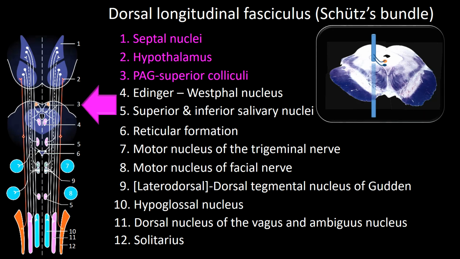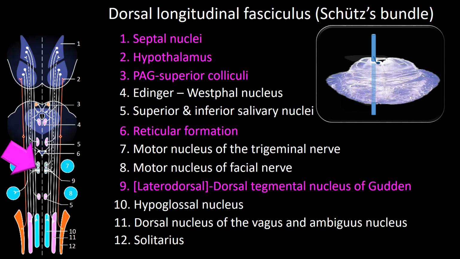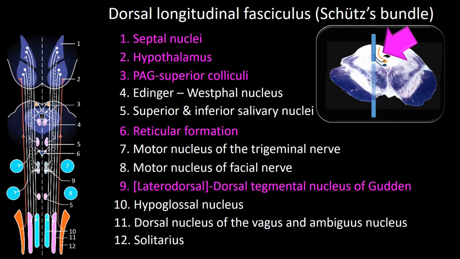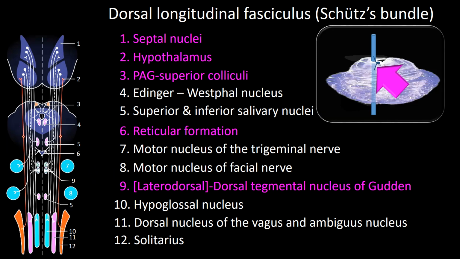Those that run for a short distance make contact with neurons in the periaqueductal gray, as highlighted in this insert, the reticular formation, as highlighted in this insert, and with neurons in the dorsal tegmental nucleus of Gudden, as further illustrated in this insert. Some neurons in the periaqueductal gray contacted by the DLF fibers send axons to the superior colliculi, as illustrated here, while others send axons back to the DLF. This latter arrangement is followed by the neurons in the reticular formation, as illustrated here, and by the neurons in the dorsal tegmental nucleus of Gudden, as illustrated here.